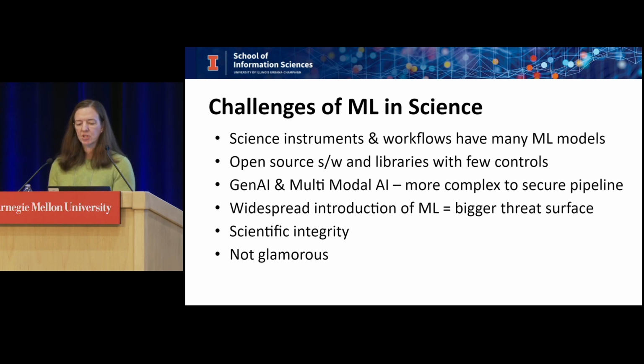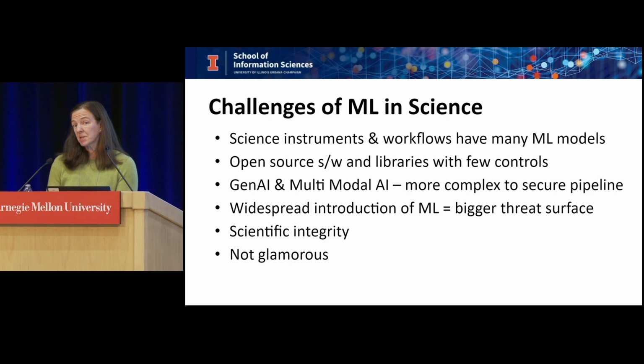So what are some challenges? I brought up some already, but what are some challenges of machine learning or AI in scientific discovery? Well, of course, many of our instruments and workflows have increasingly more machine learning models. I'm seeing this more in astronomy and astrophysics and different places where there's a long, complex global pipeline for science. There's just a lot more machine learning along the way than there was 10, 20 years ago. We tend to use open source software and libraries that generally don't have a lot of controls around them. This multimodal AI is more complex to secure, if you think about the data sources, a bigger threat surface.